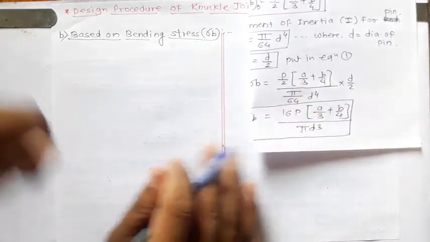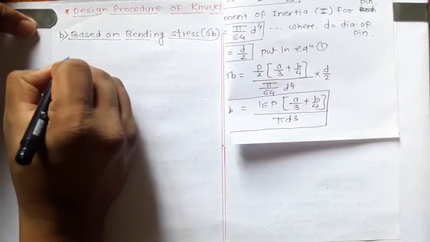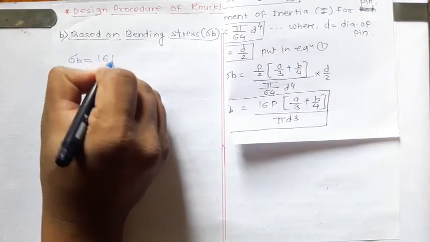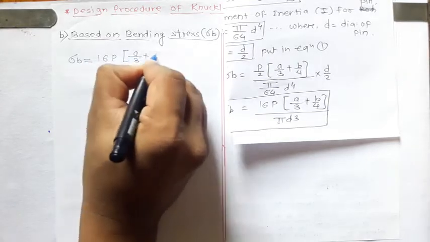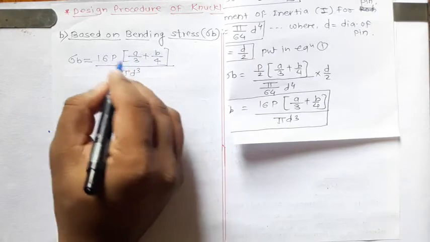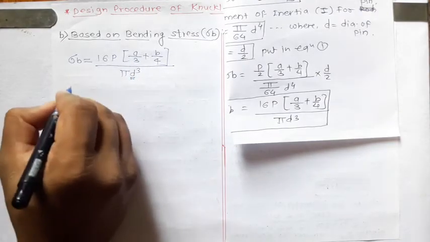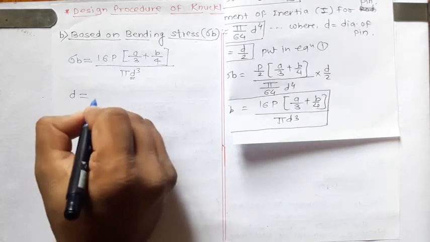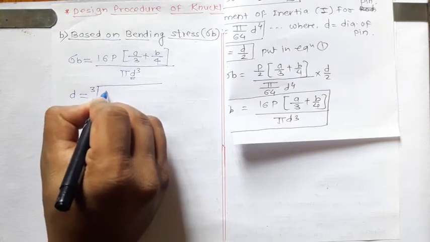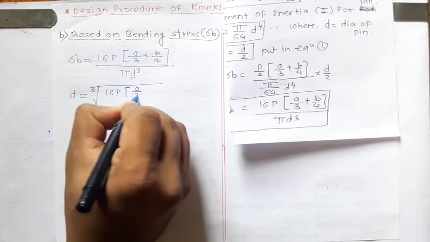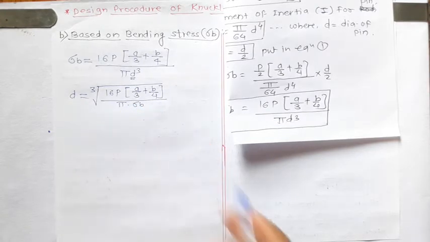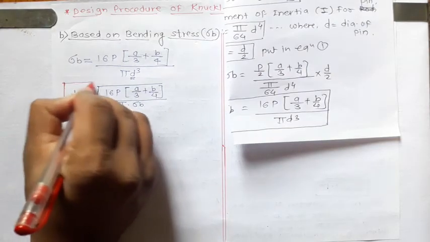So therefore, the bending stress in the pin is given by equation sigma b is equal to 16P into bracket a by 3 plus b by 4 upon pi into d cube. So from this equation, we can get the value of this diameter of pin, small d. So we have to take this small d on the LHS. So if you take this small d on the LHS, we can get the equation like this: cube root of 16P into bracket a by 3 plus b by 4 upon pi into sigma b. So this is the equation of d, that is diameter of pin based on bending stress.